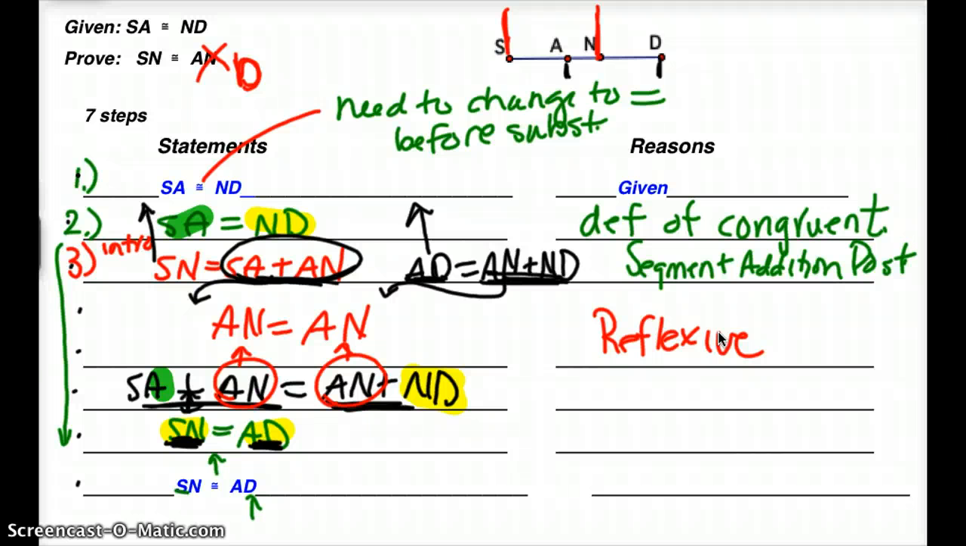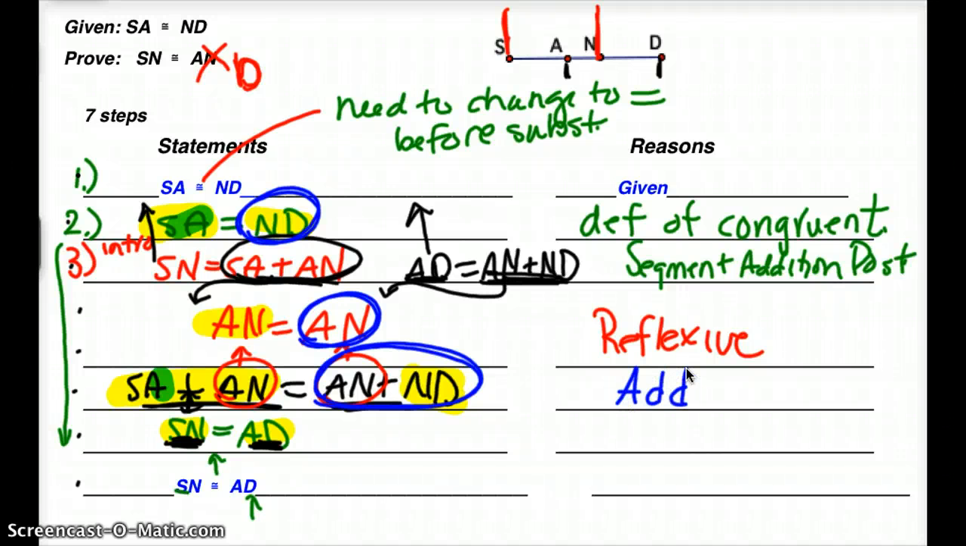Now what happened here is I'm adding this and this together to get right here. Do you guys see how that is? Here's SA on the left, here's AN on the left, and I've added them together. Then here's ND on the right, here's AN on the right, and I'm adding them together and writing them on the right. So this is different than the last one. I've just added those together. So that's the addition property.